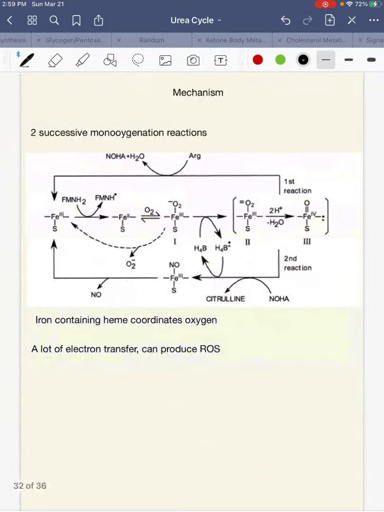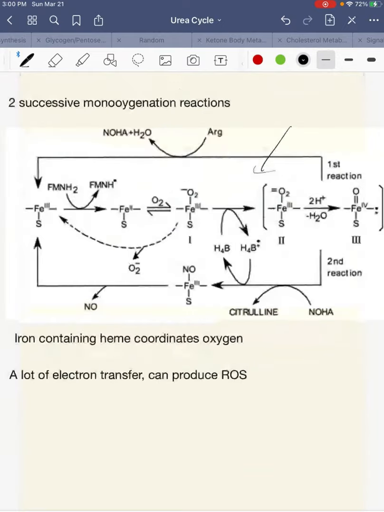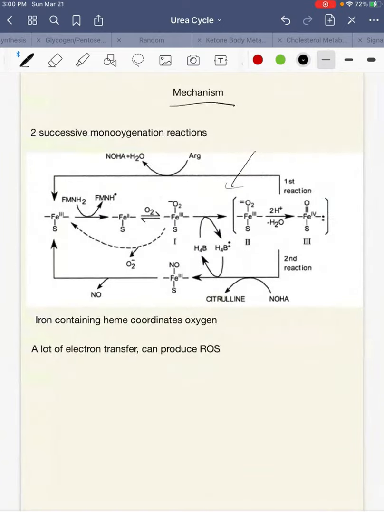Okay, so this is the mechanism for it. It's really complicated. I will not go through all of it, and also I don't know it that well, but I have it here if you're asked about it. And the reason I don't want to go over it is because I don't want to say something wrong, because I don't remember much about this from last year, and I don't have notes on it, so I don't want to give you something wrong. But this is the mechanism for it.